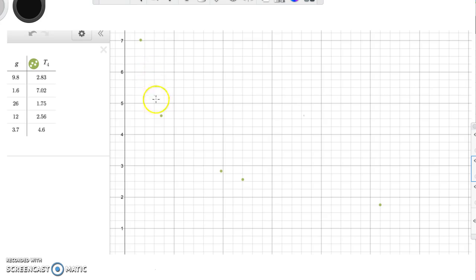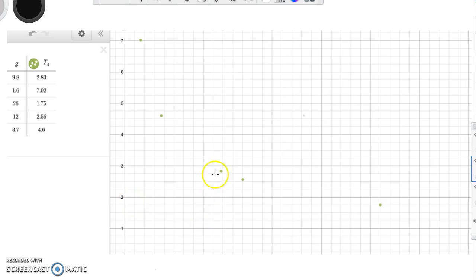And then as the strength of gravity increases, the period decreases, and it kind of curves. It doesn't look linear. It's curving and slowing down. So as the gravitational strength gets bigger and bigger, the impact it has on the period gets smaller and smaller.